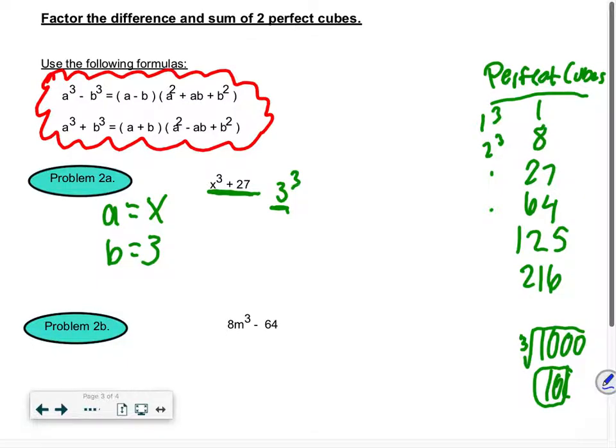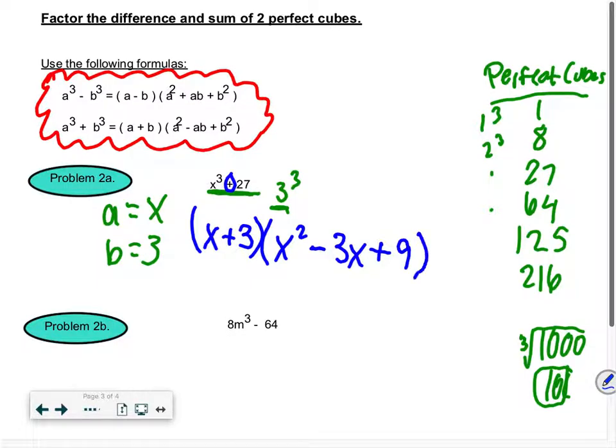From there, all you do is put it in the formula. I'm adding, so I'm using this bottom formula. A plus B is just x plus 3. My A squared is just x squared, minus A times B, that's just 3x. The only thing you have to remember is your last term. B is 3, 3 squared is 9. Don't write 3 squared, write what number it is.